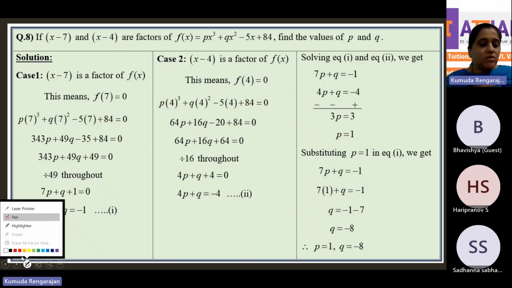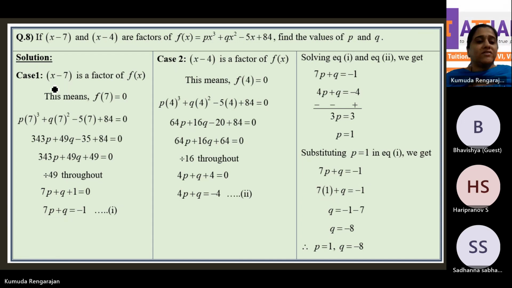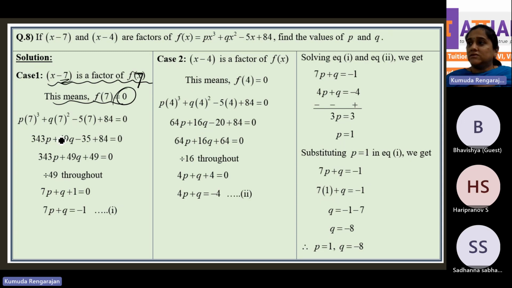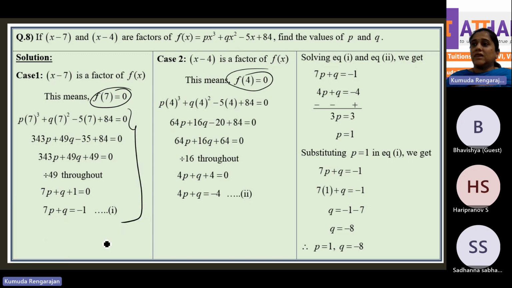So x minus 7 is a factor of f of x. This means f of 7 is equal to 0 because the remainder will be 0. Similarly, x minus 4 is a factor of f of x. This means f of 4 is equal to 0. That's all. Once you construct these equations, all this is easy.